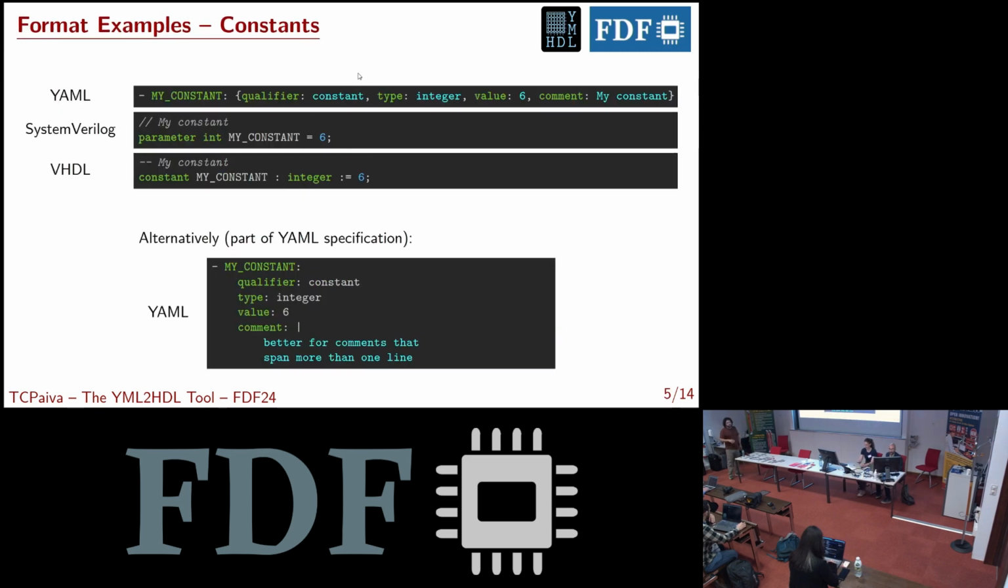Okay, so I will just give you some examples here. First line is how you write it in YAML. Next two is how you see it in the generated files. So for constants it's really simple. You just have to say it's a constant, the type of the constant, and the value that you have, and that's it. It will generate a parameter for SystemVerilog and a constant for VHDL.